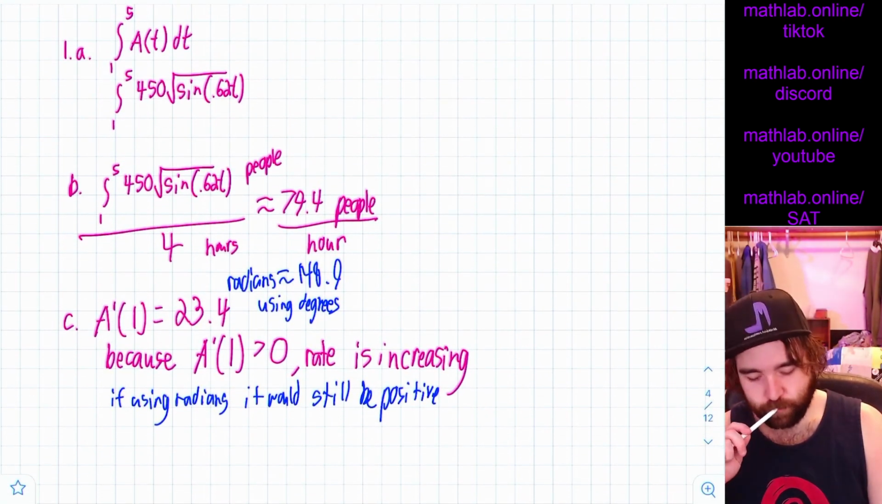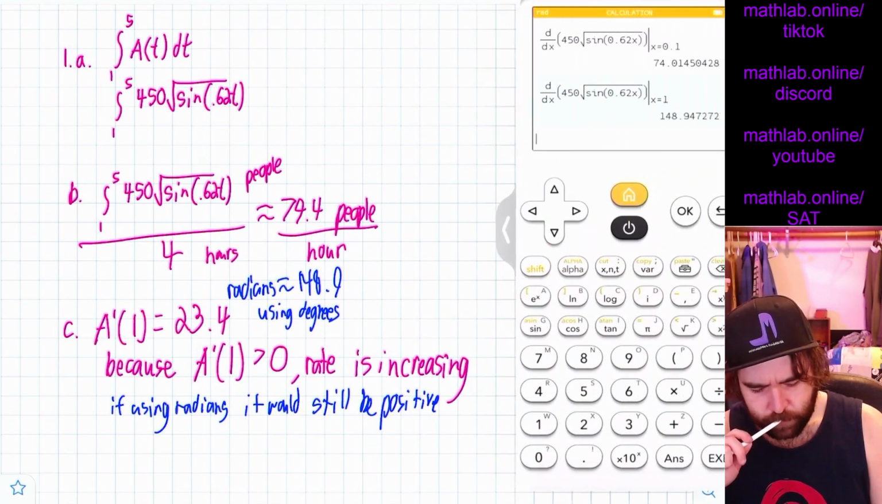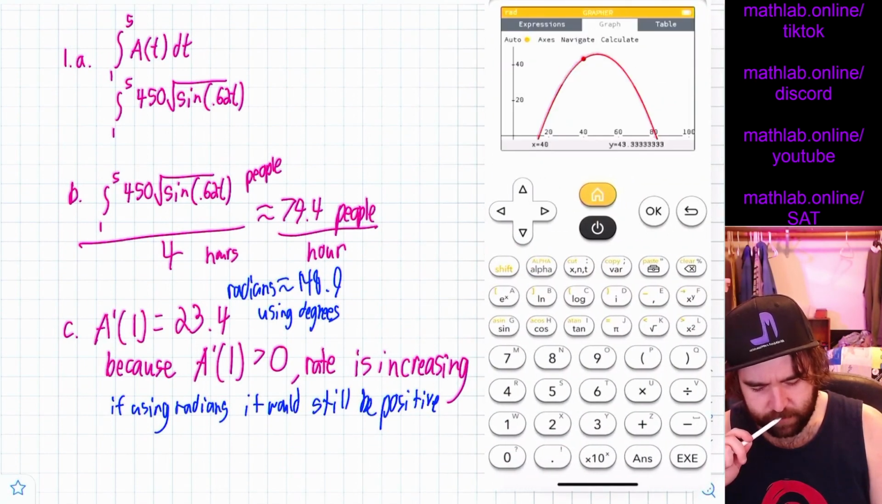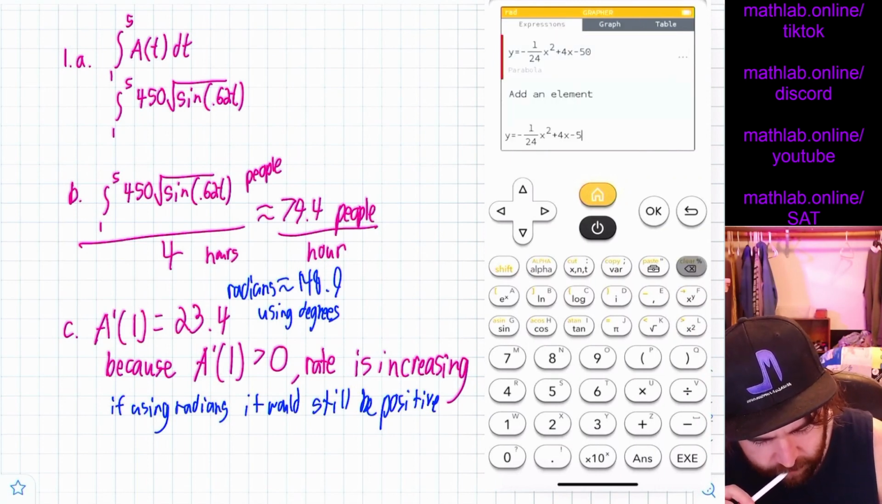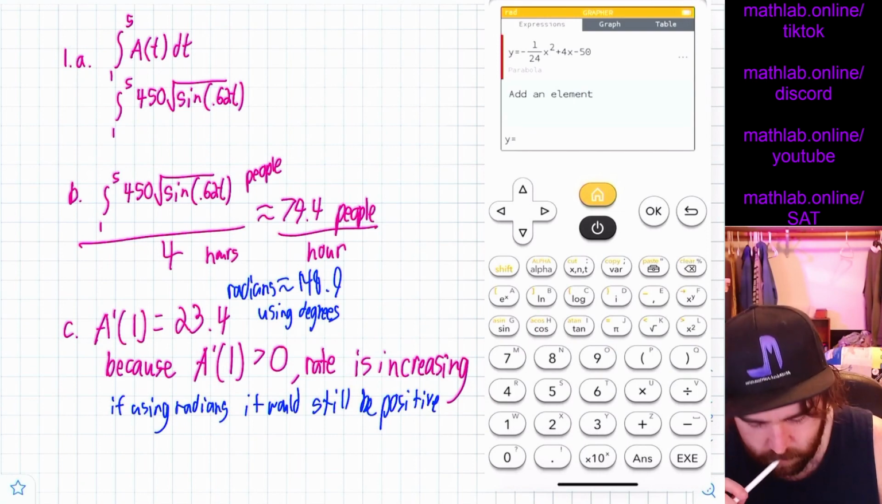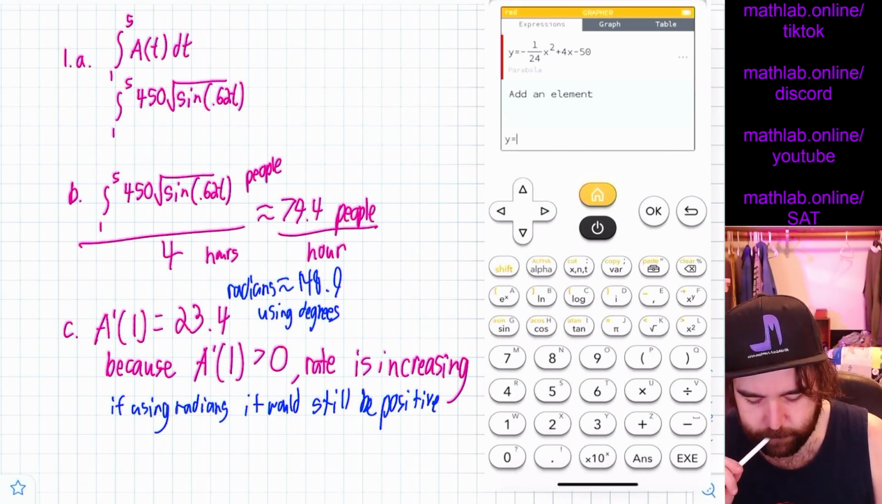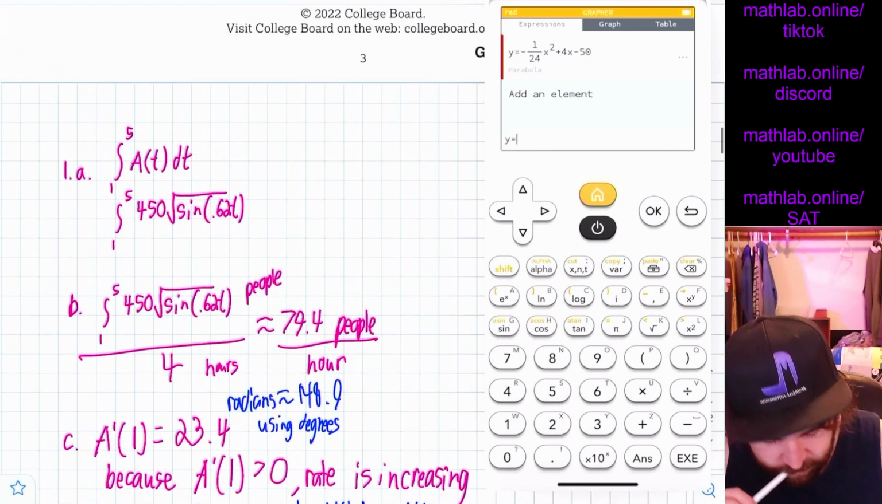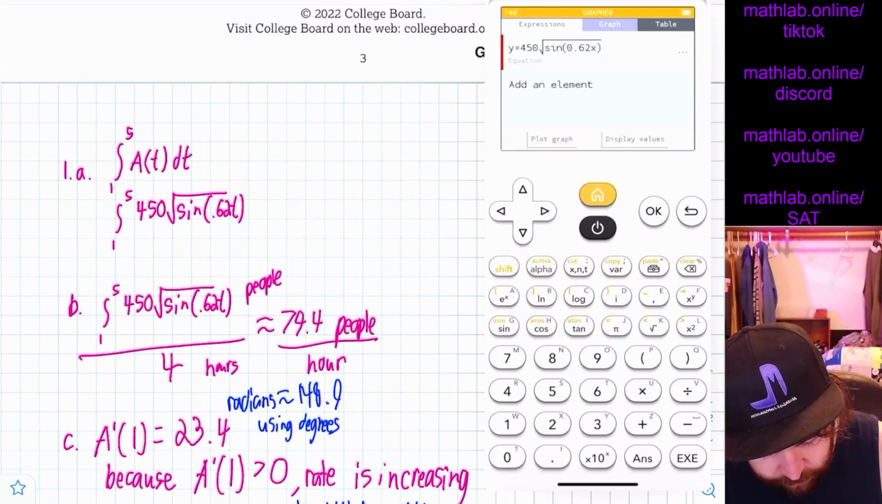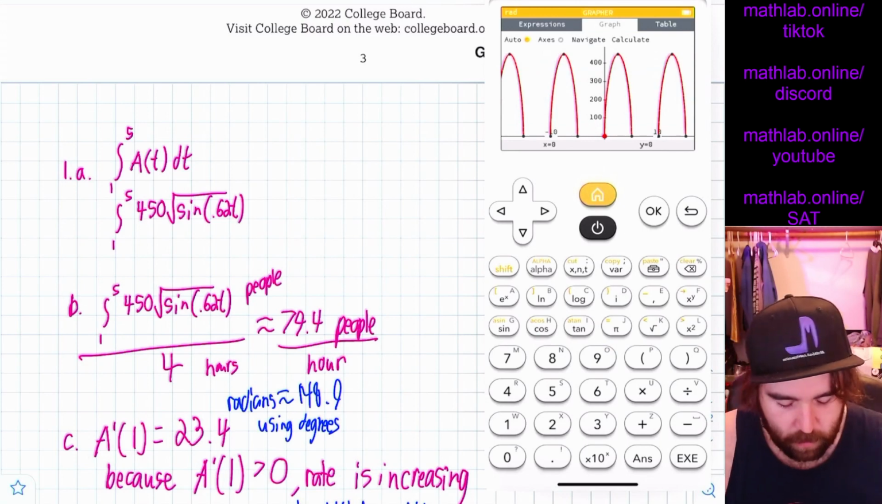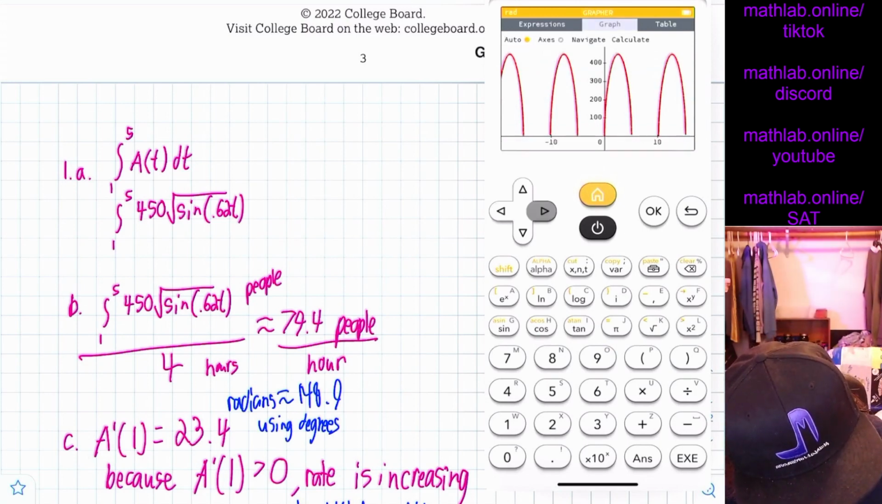So what would we want to do to that? We already saw the graph on Desmos. This is the graph of something else. So maybe we type in the equation here so we can try to see it. This is kind of hard though. I'm not entirely sure exactly what's going to happen here. So 450 times the square root of sine of 0.62x. So here's our graph. Boom. And so they're talking about when is it 400?